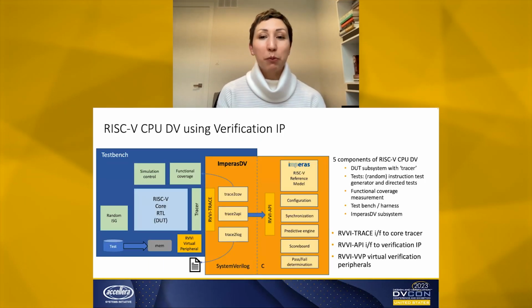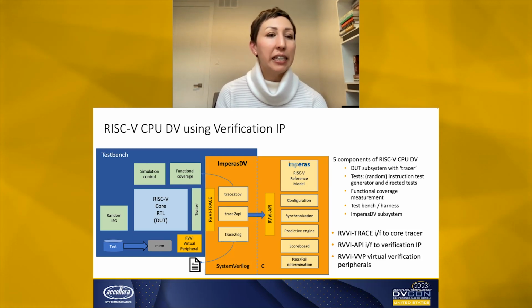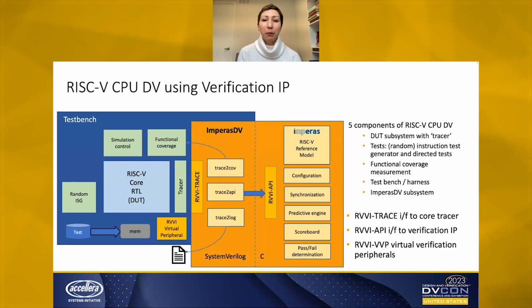And this block diagram represents an example of RVVI compliant verification IP. This is the Imperas DV VIP that's used in the third generation Core5 environment. Imperas DV connects to the processor under test using RVVI trace. It contains Verilog modules that are used to sample functional coverage, produce a detailed trace log file, and drive the RVVI API. The trace to API module implements the RVVI API, and these methods are used to communicate with the Imperas RISC-V processor reference model.